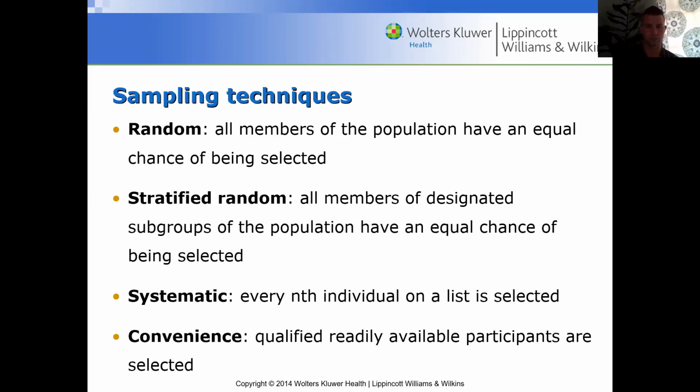And convenience is qualified, readily available participants are selected. So again, sometimes this happens, especially the more specific the population you're looking at. So if you're looking at young college male athletes that participate in NCAA athletics, you're going to have a much smaller population. So it may be the first 20, 30 guys at your school that fit those qualifications that come in are going to be selected, right?